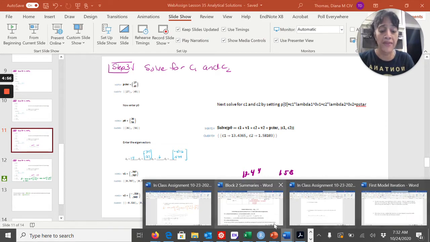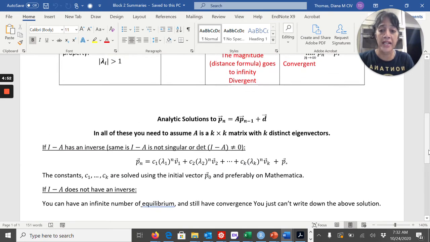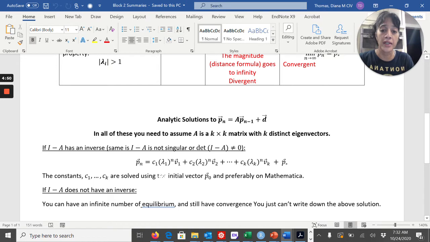If we have a sheet called the Block 2 Summaries, the big takeaway is that you can write down the analytical solution. There's this preamble that, as a mathematician, I need to have. In all of these, you need to assume that it's a k by k matrix with k distinct eigenvectors, and then you can expand like this. In this case, I have only 2 eigenvalues and 2 eigenvectors, so I would only have this part right here plus p star, and that's the analytical solution.